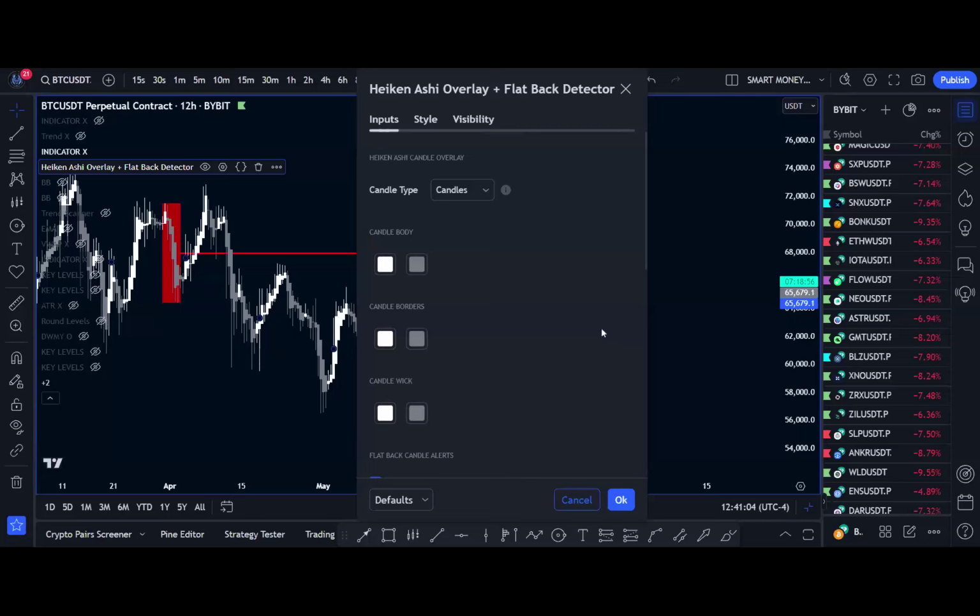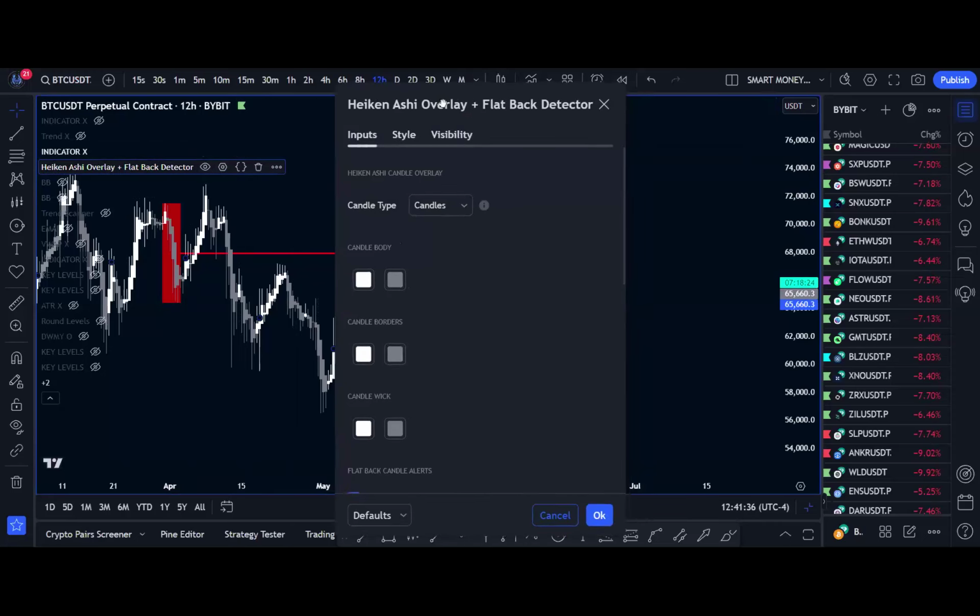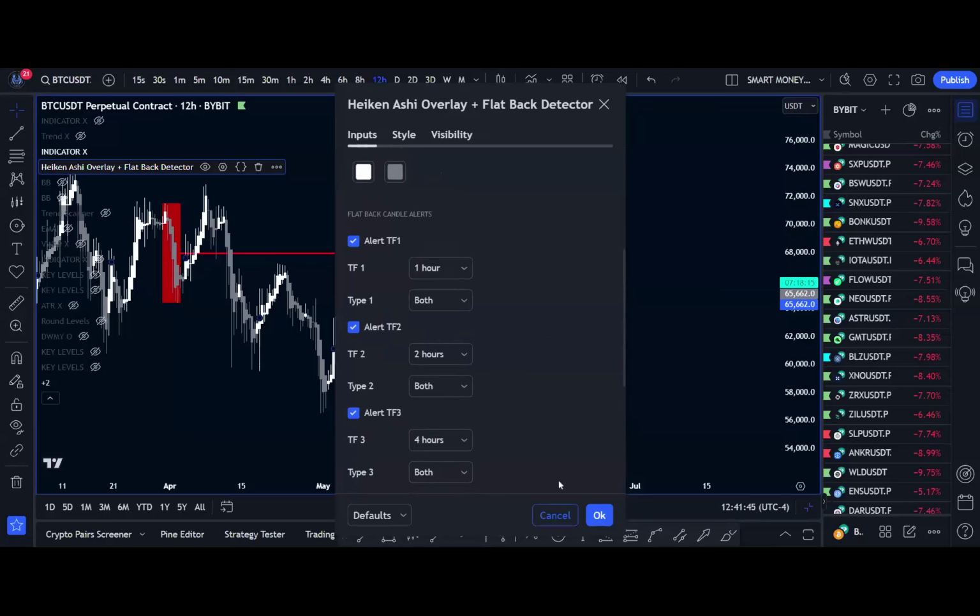My question is, in my TradingView my Heiken Ashi overlay is just named Heiken Ashi overlay and not plus flatback detector. Is this a new version? It's the same with me. I have only the same version as well. It's the only version that I've uploaded for everyone. That's so strange. Let me look into that, because the one I'm using is the one everyone's got. There's only one version I upload for everyone in the group, and everyone's using the same one. So I don't understand. I thought maybe it's an old version, so I deleted my cache, but I haven't got that one either.